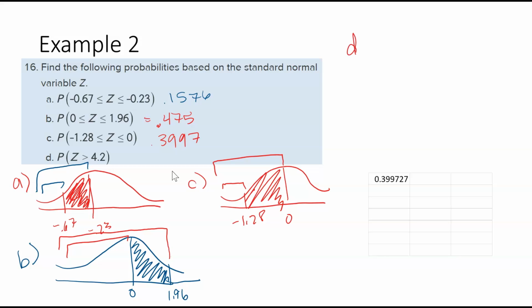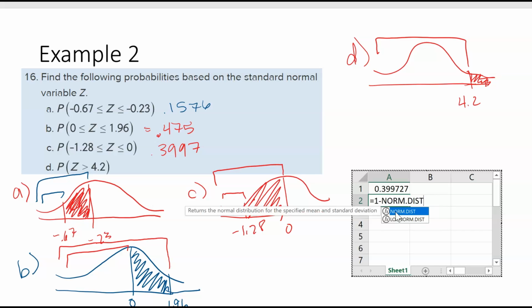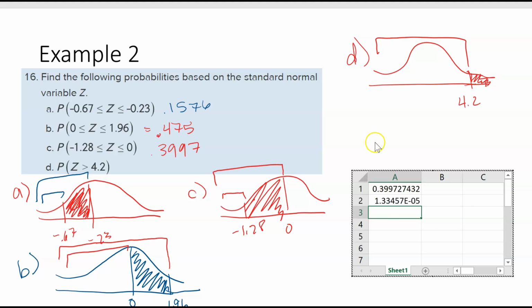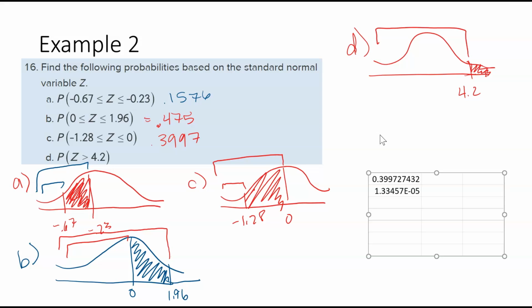Now for greater than 4.2. We want this area taken away. We really want this area. So remember that it always gives us the area to the left. Because we're looking to the right, it would be 1 minus 4.2. The mean is always 0, 1, 1. And E means that's how many decimal places you move it. So it's essentially 0.0000.